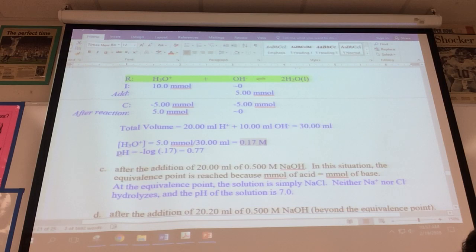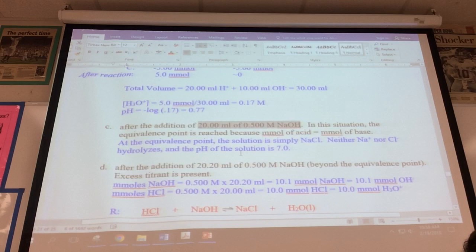Concentration, pH is negative log of. So the pH really didn't go up very much, very little in fact. Now, we add 20 mils of 0.5. That's 10 millimoles of base, and we know we are at the equivalence point. And at the equivalence point, what is always the pH if you have a strong acid titrated with a strong base? 7. So nothing doing there.